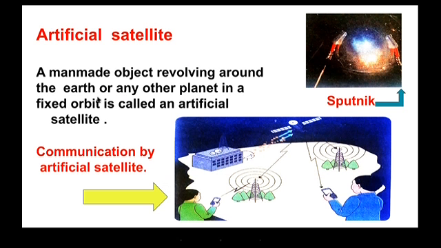Artificial satellite. A natural satellite is an astronomical object orbiting the Earth or any other planet. The Moon is the only natural satellite of the Earth. Some other planets in the solar system have more than one natural satellites. If a man-made object revolves around the Earth or any other planet in a fixed orbit, it is called an artificial satellite. The first artificial satellite Sputnik was sent to space by Soviet Union in 1957.